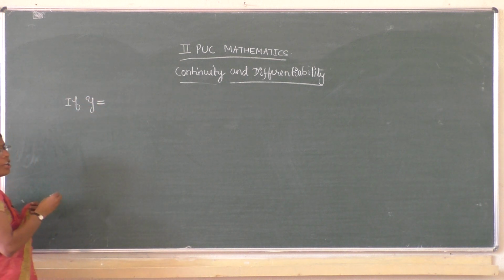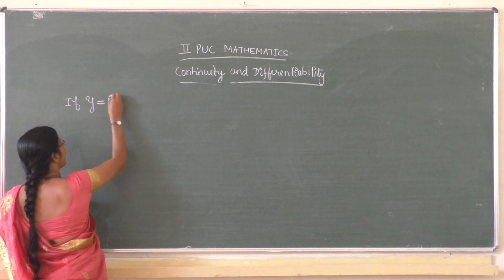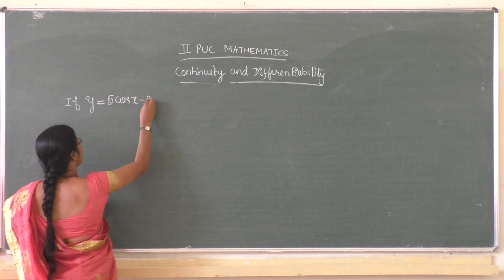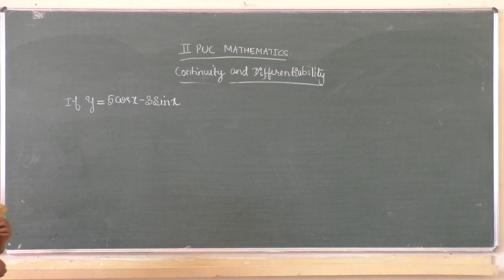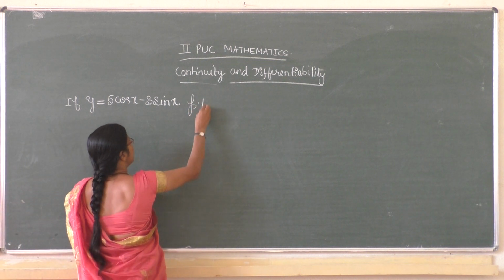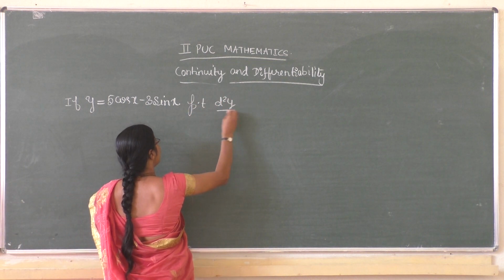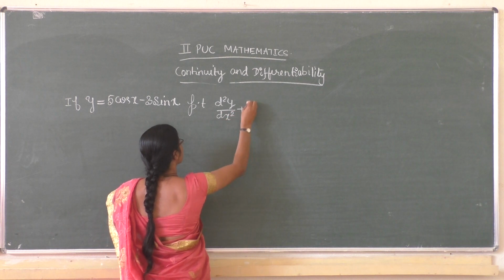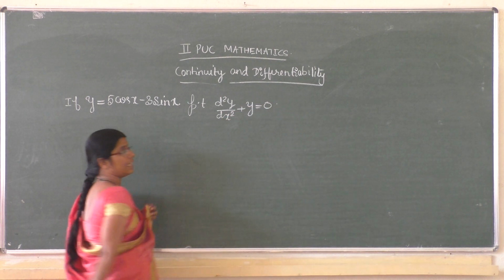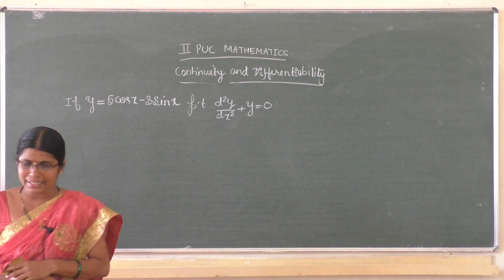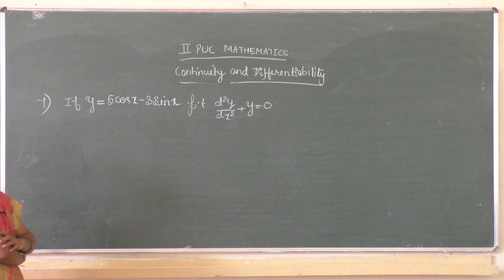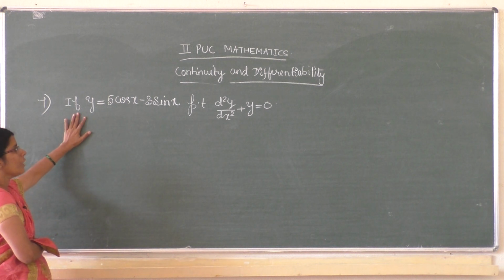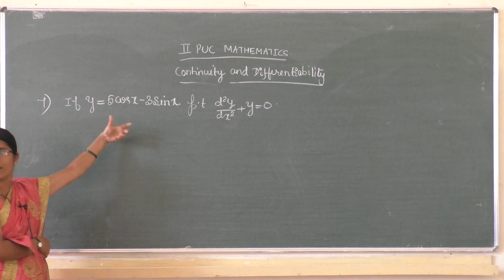y equal to 5 cos x minus 3 sin x. Okay, if y is equal to 5 cos x minus 3 sin x, prove that d square y by dx square plus y equal to 0. You have to write in the equation form. Okay, you have to write in the equation form. So here this one is a simple one, okay.